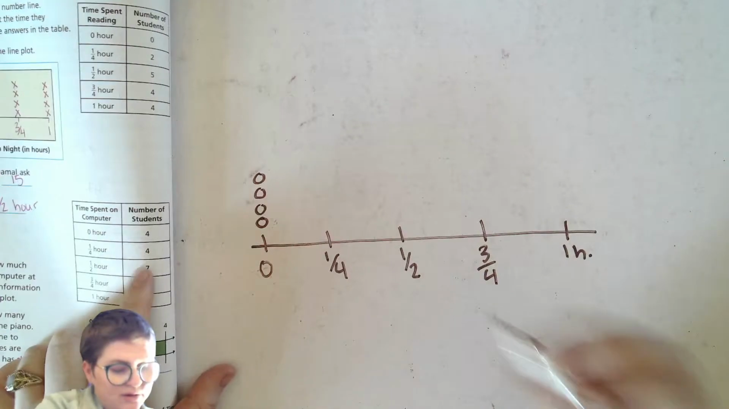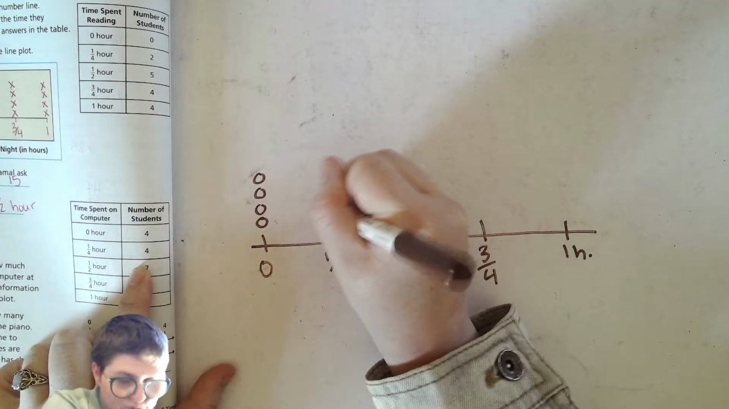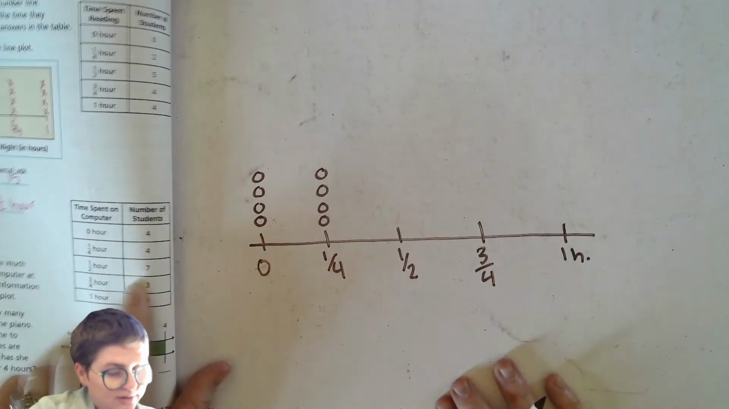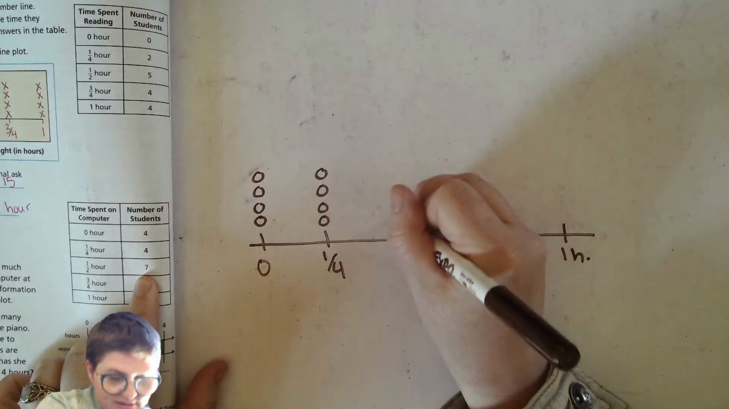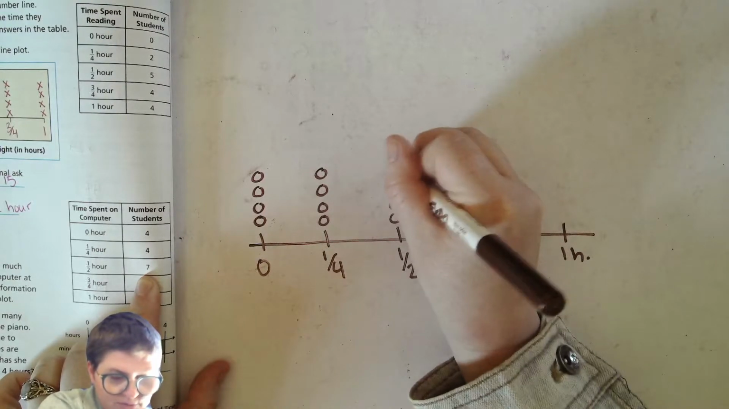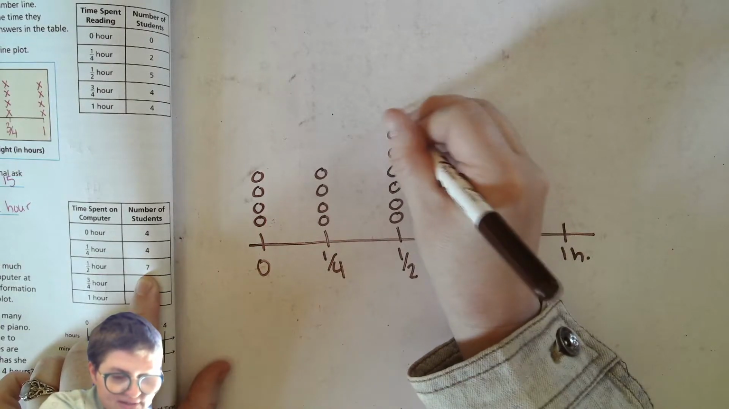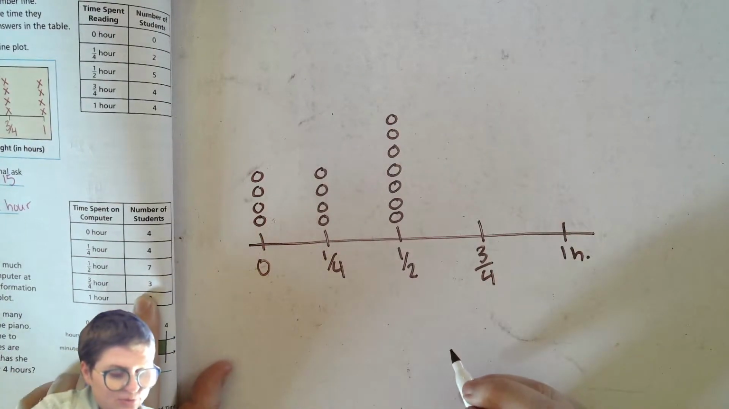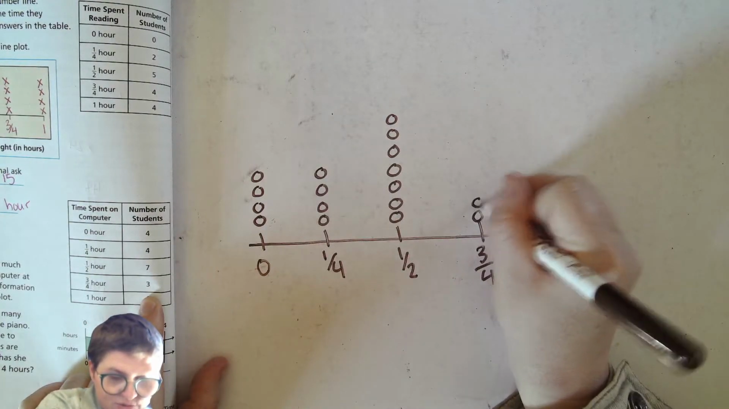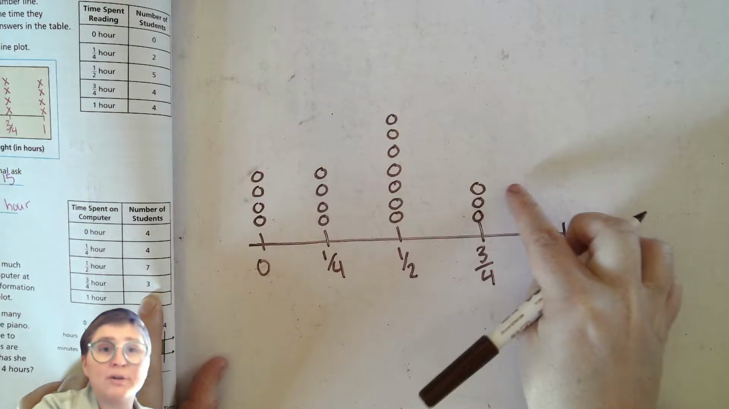Okay. 1/4 hour, it's got to be the same height. So 1, 2, 3, 4. Half an hour, 7 kids said that. 1, 2, 3, 4. Same height as that so far. And then 5, 6, 7. 3/4 of an hour, 3 kids said that. 1, 2, 3. So I'm eyeballing that third one there.